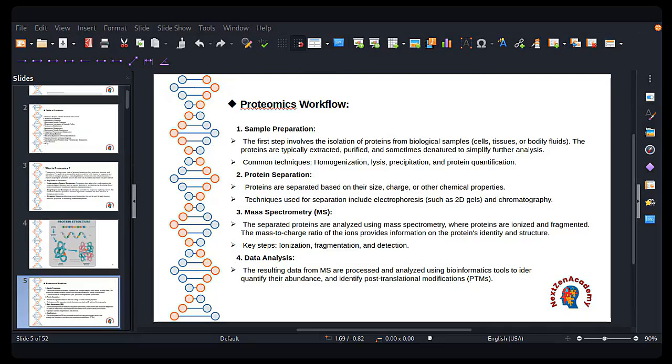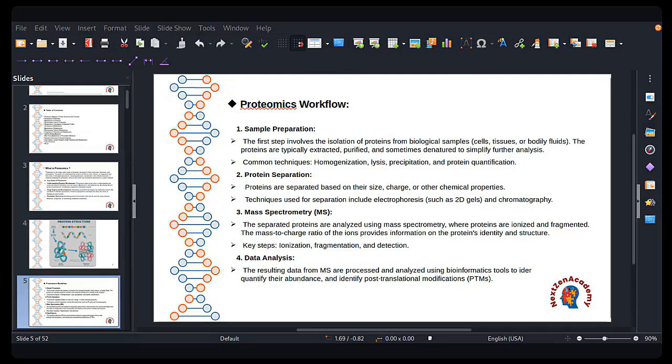Then data analysis. The resulting data from MS are processed and analyzed, and using bioinformatic tools, we can read the sequences and so on, right? There are different bioinformatic tools. So have you guys opened those tools on your laptop or not?